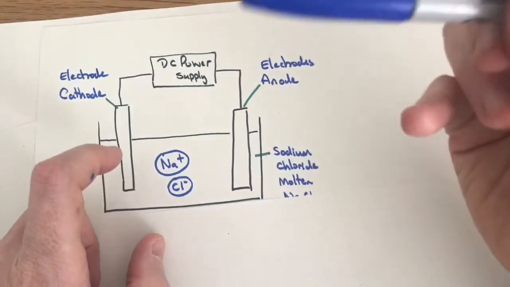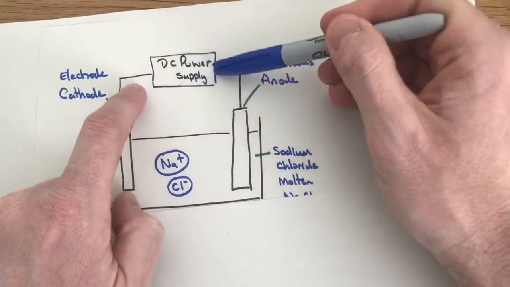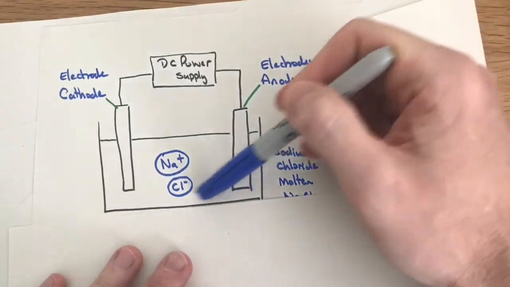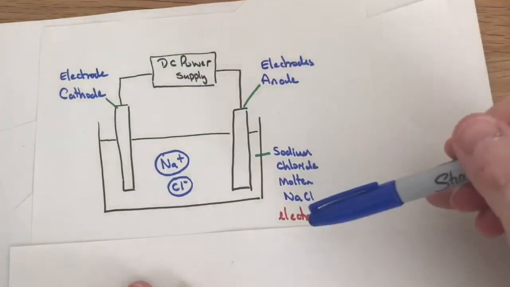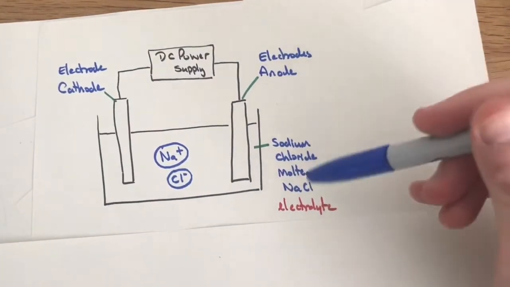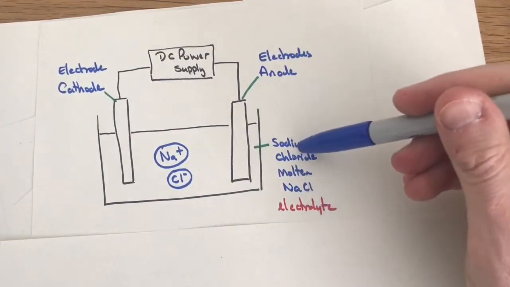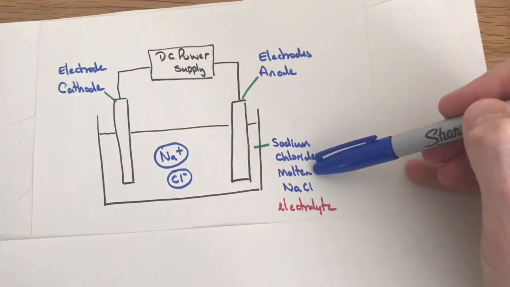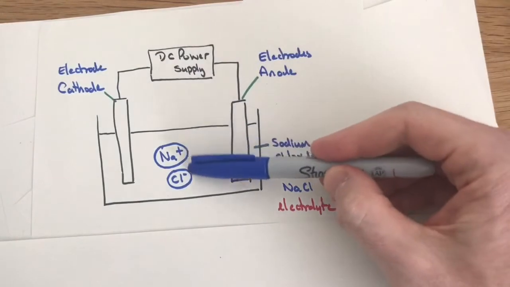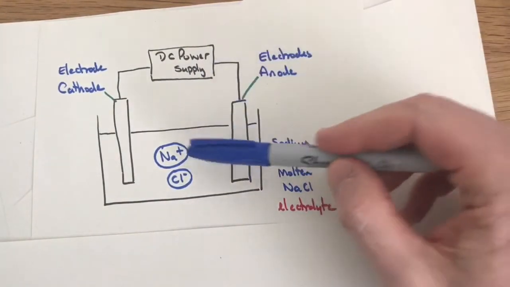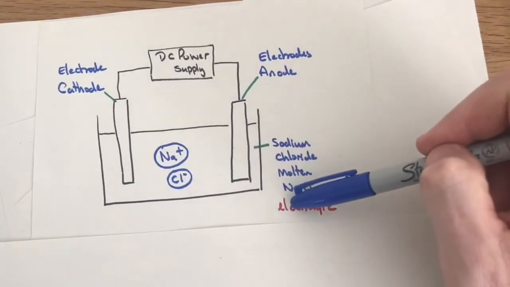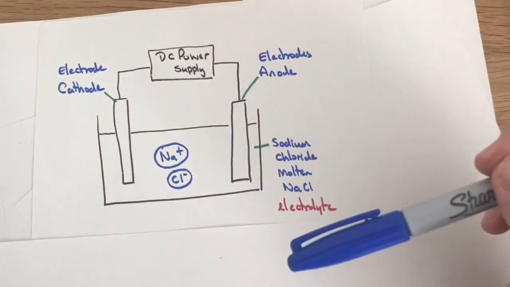Okay, just to recap, we have a DC power supply, wires connecting to two electrodes, and the electrodes sit inside this container, and this container contains my electrolyte. In this example, my electrolyte, remember this means the ions are loose, is going to be sodium chloride, and I've made it molten, so the lattice is broken down and the ions are loose. There would be loads of ions in here, but I'm going to use just a few to make it easy. Here are two examples of ions that are now loose and able to move around.